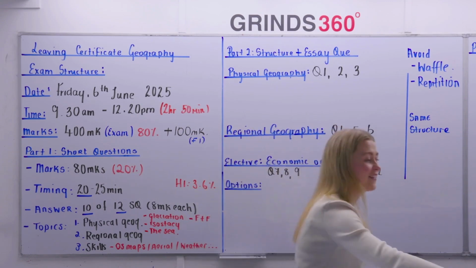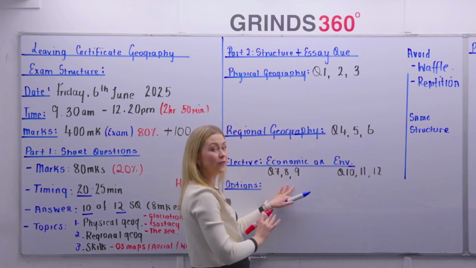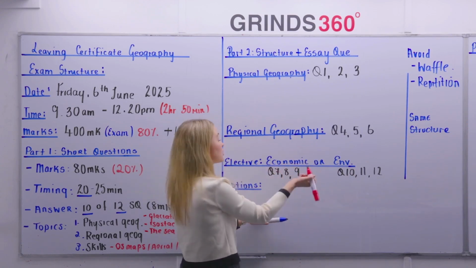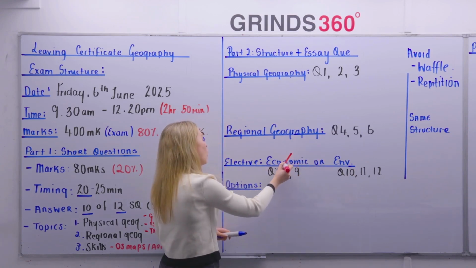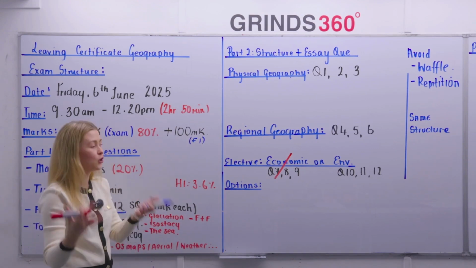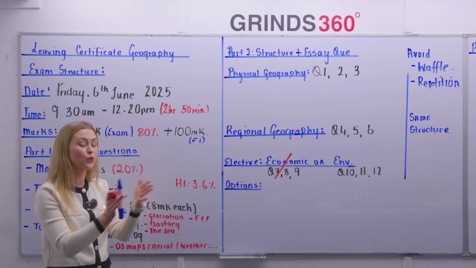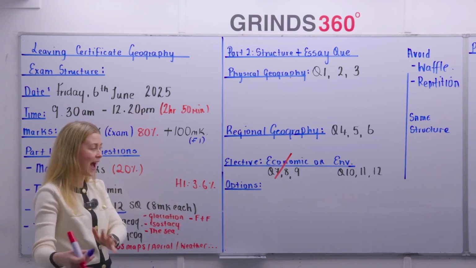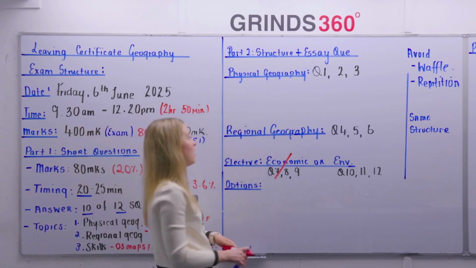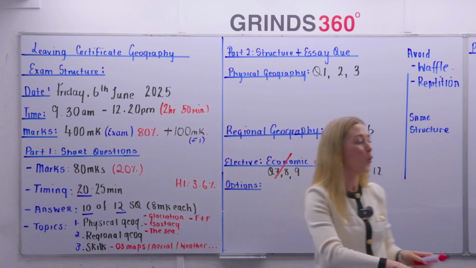Before I say anything else about this, you cannot do your economic and your environmental. You do one or the other. My choice was always environmental. I always took out the economic. That's just personal preference. Again, your teacher will have a preference. You'll have a personal preference yourself. Just, you cannot answer an economics question and an environmental question. Keep that in mind.